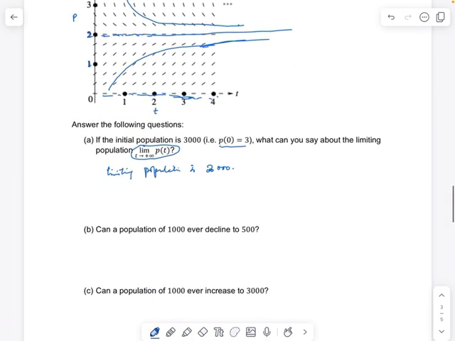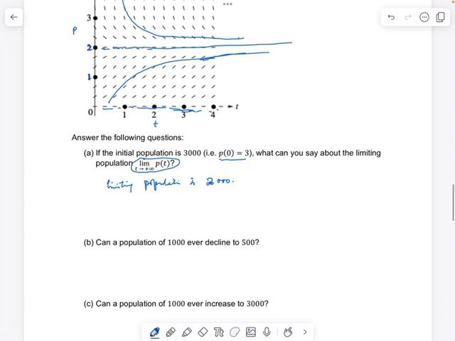So can a population of 1000 ever decline to 500? What does that mean? It means if we start at 500 like here, can it go like this? Can it level off at 0? Well, you can see from the graphs, or from this direction field, you cannot see a curve like that. You cannot see a curve going in this direction in the direction field.